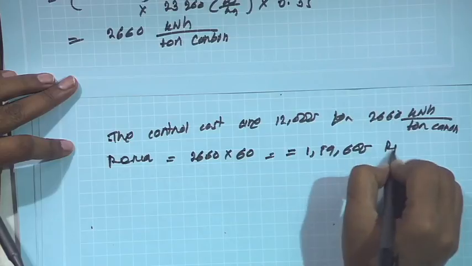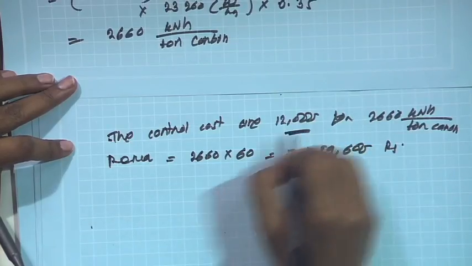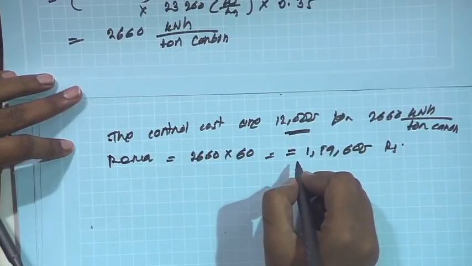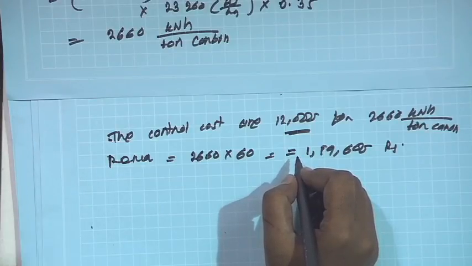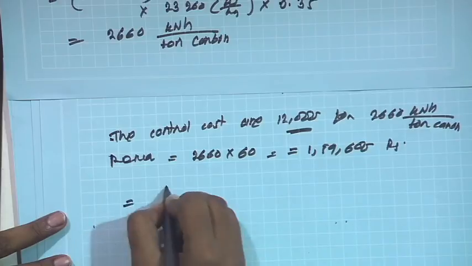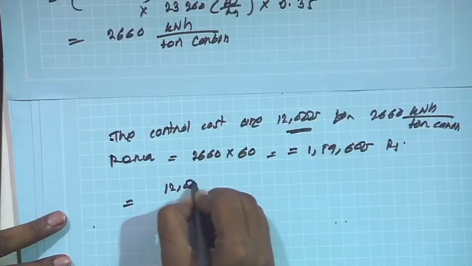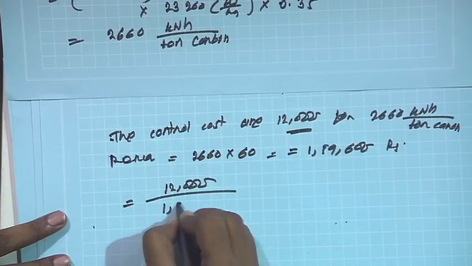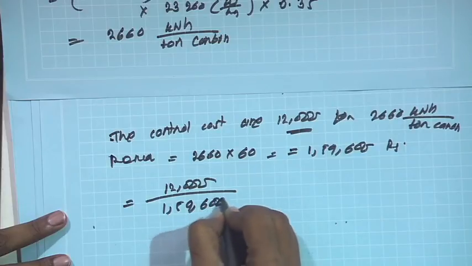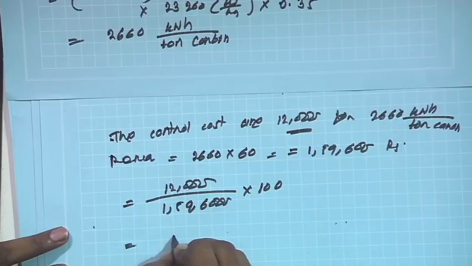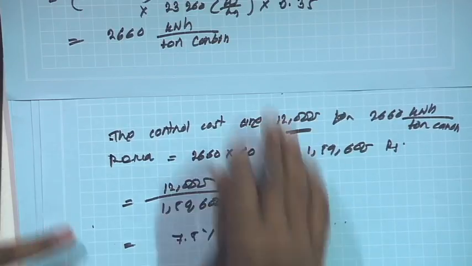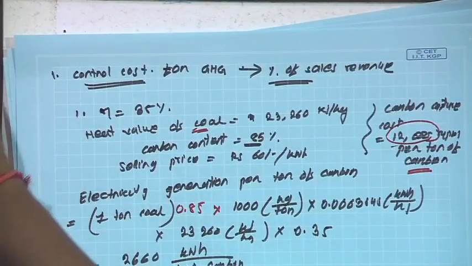And the control cost is how many times? Here we have to determine the control cost for greenhouse gases for an electricity generating unit as a percentage of sales revenue, that is 12,000 divided by 1,59,600, and since it is a percentage, I am multiplying by 100, that is 7.5%. This is all about tutorial 2.